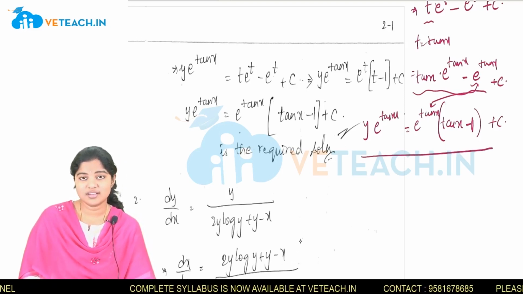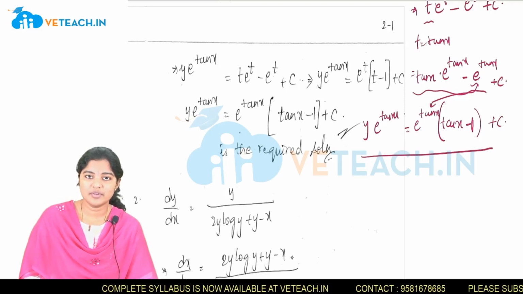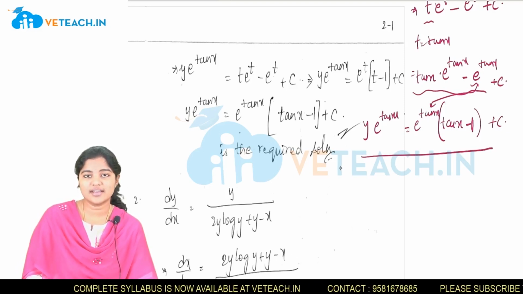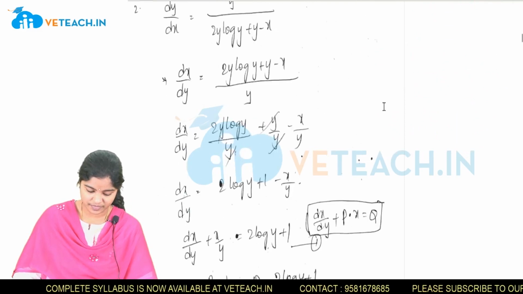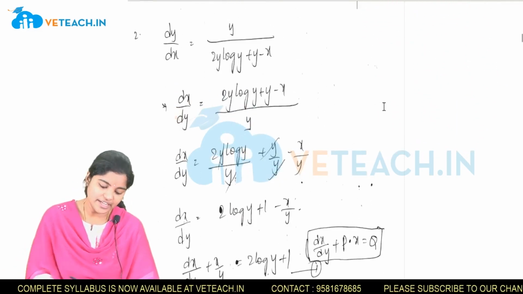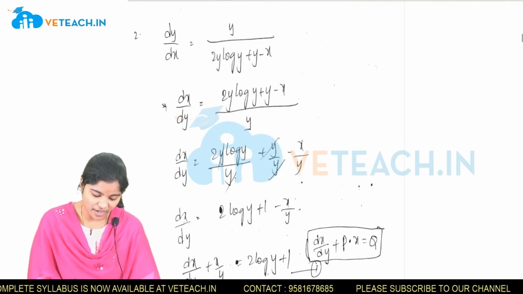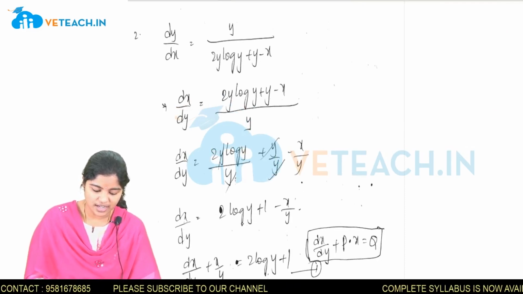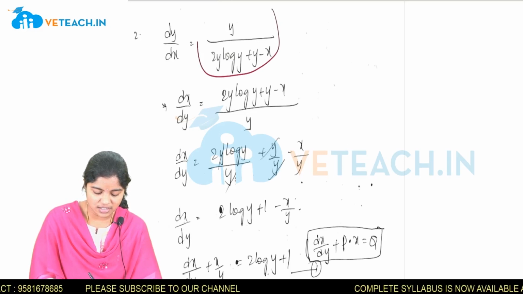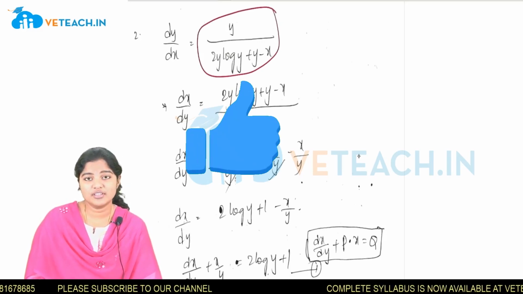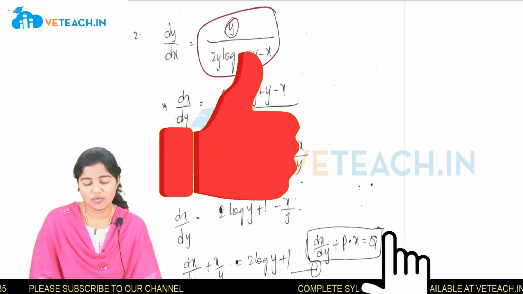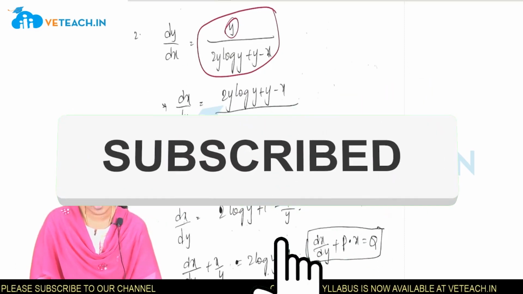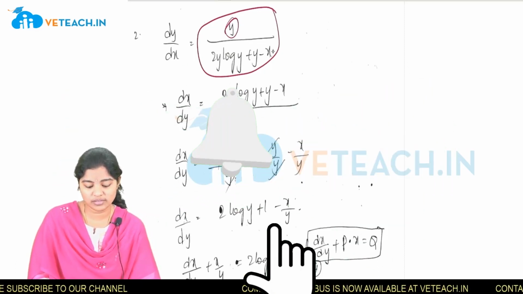So did you understand? Let us solve another example so that you will get a clear understanding of these statements. Now dy by dx is equal to y divided by 2y log y plus y minus x. Here this term cannot be divided further, because the numerator consists of only one term and the denominator is the sum and subtraction of two or three terms.